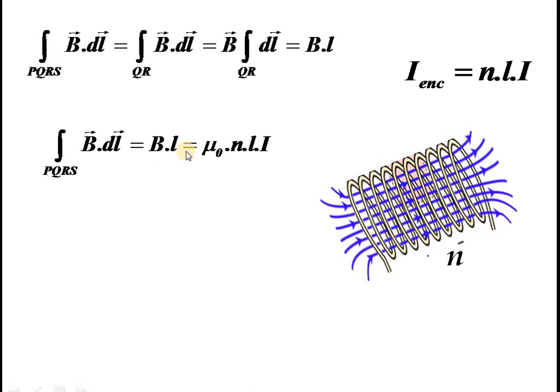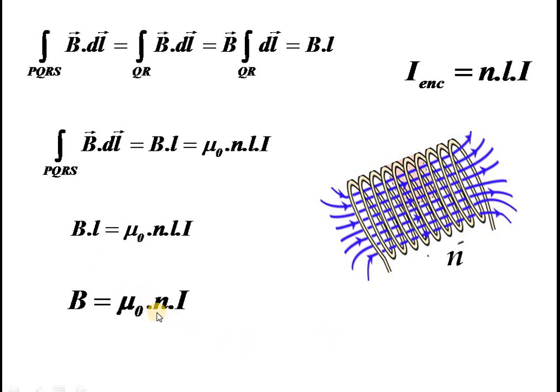So we get B dot dl is equal to mu 0 times n l I, because this one we proved in the earlier slide, and currently we proved that integral over PQRS of B dot dl is equal to B l. Equating B l with mu 0 n l I, the l cancels. So finally you get the magnetic flux density along the axis of the solenoid, which becomes mu 0 times small n I. Mu 0 is the permeability of free space, and small n is the number of turns per unit length.